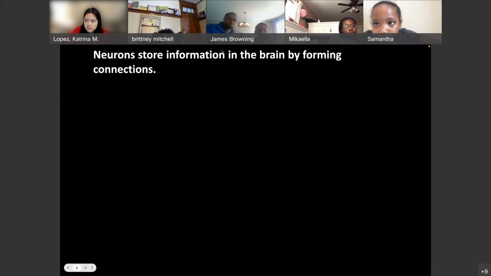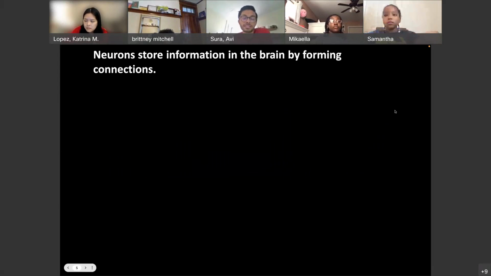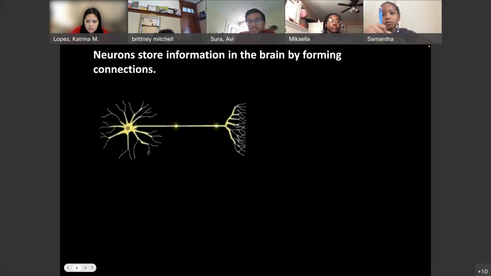So now we think about how these memories are stored in our brains. Our brain has these things called neurons, which are the basic building blocks of the nervous system. Neurons store information by forming connections called synapses with other neurons. As you can see, this neuron is projecting to another one. When you recall a memory, there's a certain connection that happens in the brain between two neurons, and that's how the memory is activated.